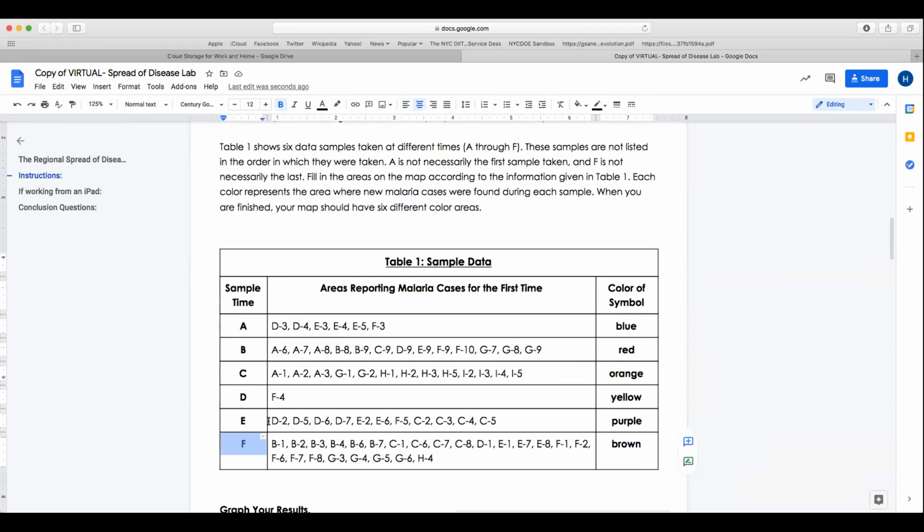We're going to fill in the areas on the map according to this data. Each color represents the area where new malaria cases were found during each sample. And when we are done, our map is going to have 6 different colors. And using that information, we'll be able to track the spread of this disease throughout this Region 5 game district.